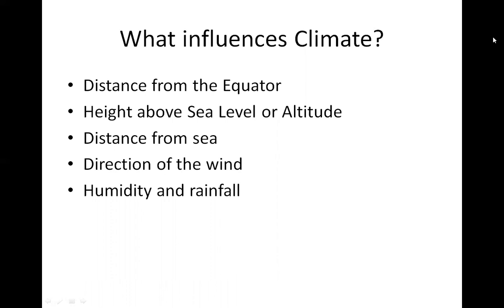Humidity and rainfall. The term humidity means the amount of water vapor present in the air. Humidity in the air causes rainfall. The air that blows over coastal areas is usually humid. So, the coastal areas receive heavy rainfall. On the other hand, the air that blows over deserts is dry and does not contain moisture. That's why deserts receive very little rainfall.